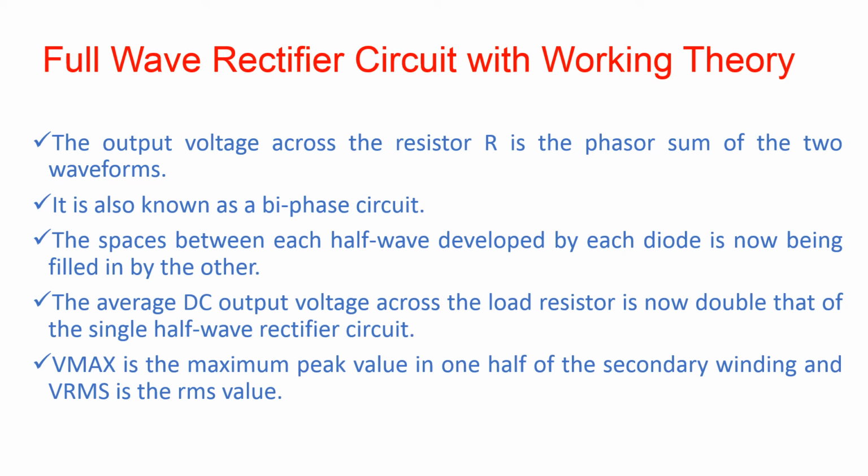This is very important to keep in mind: the output voltage across the load for a full wave rectifier is double that of the half wave rectifier. V maximum stands for the maximum peak value in one half of the secondary winding, and VRMS is its RMS value, that is the root mean square value.